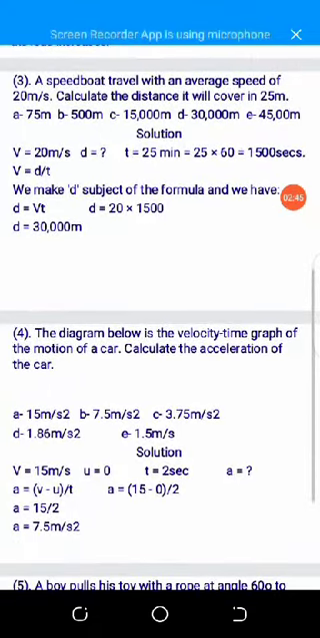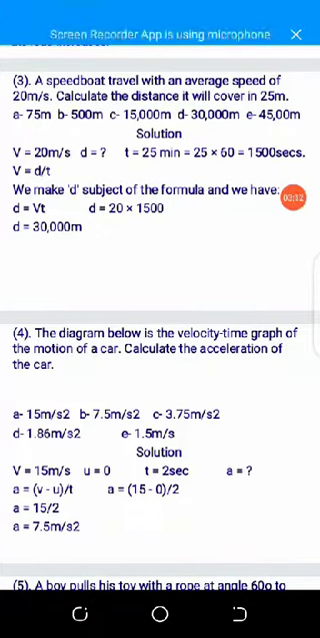Question number 3 says that a speedboat travels with an average speed of 20 meters per second. Calculate the distance it will cover in 25 minutes. The options are 75 meters, 500 meters, 15,000 meters, 30,000 meters, and 45,000 meters.